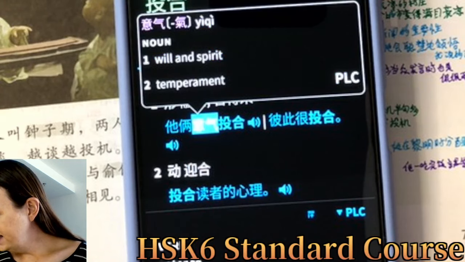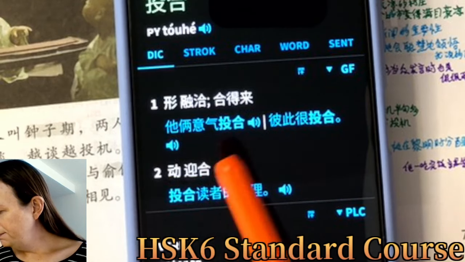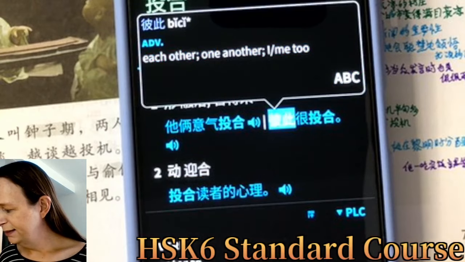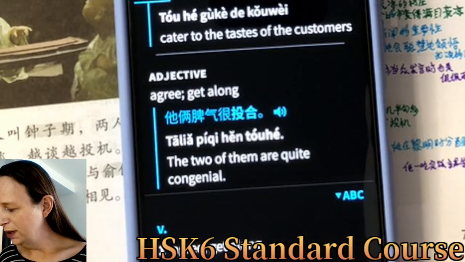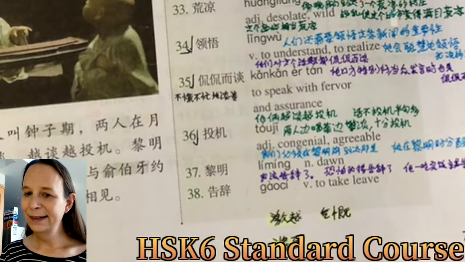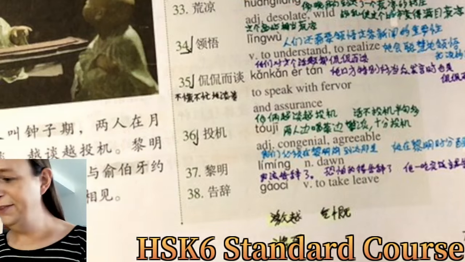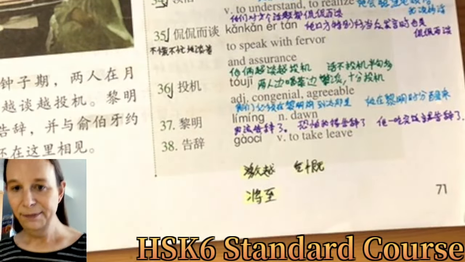他俩意气投合, 意气. 彼此. 彼此很投合. 他俩脾气很投合. That's a bit different, isn't it? Anyway. Alright, we'll do two more. We'll finish this page and we'll call it a video. Oh, it's taking longer than I was anticipating.